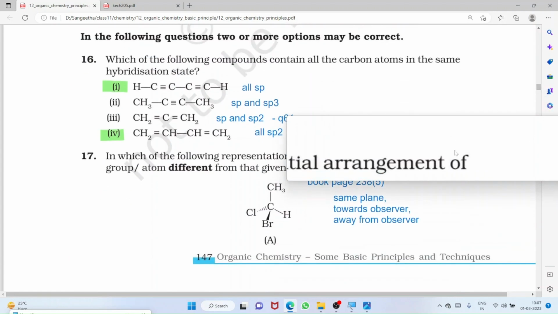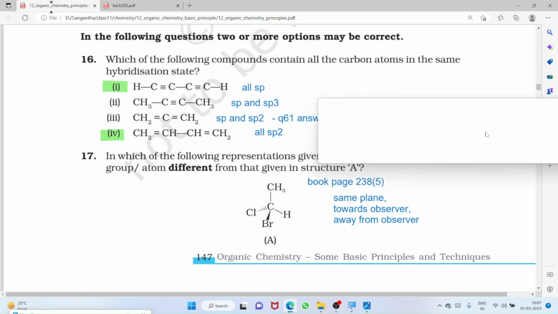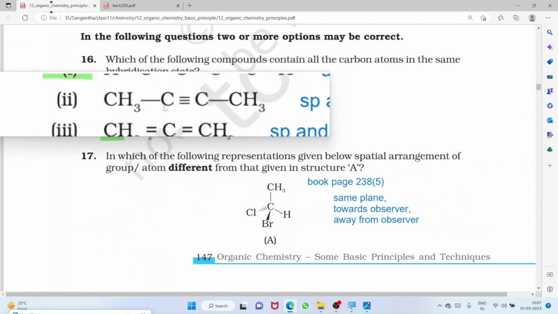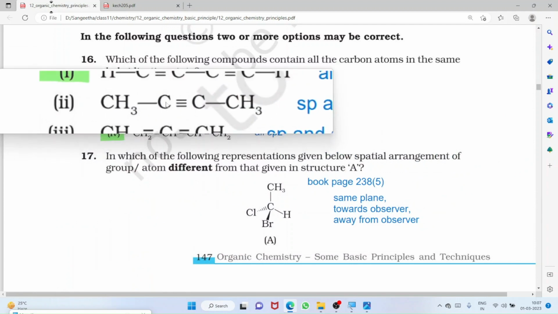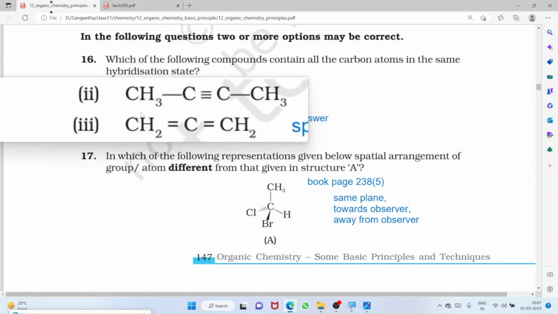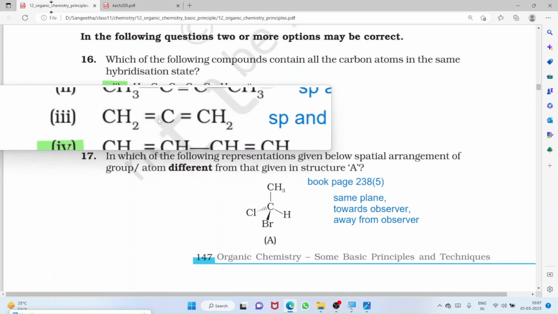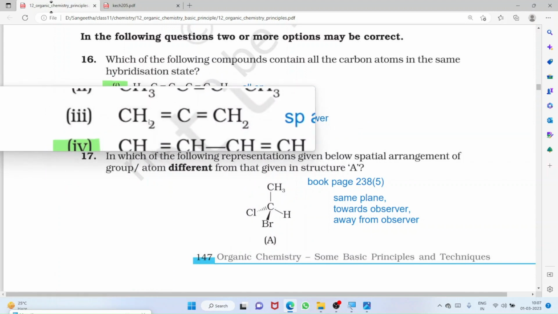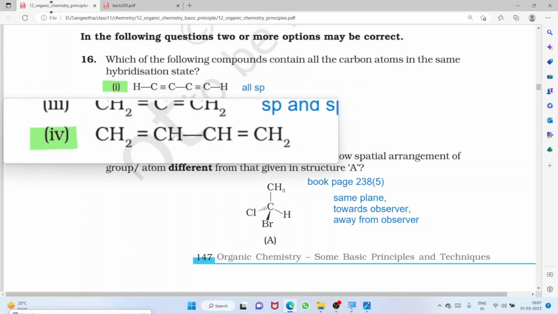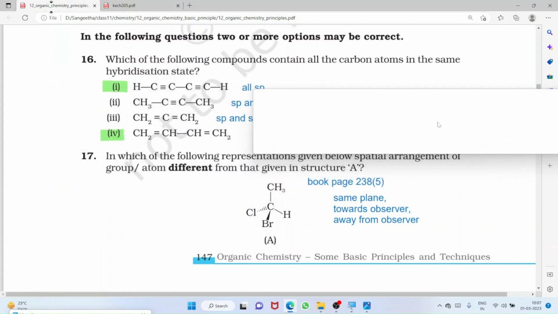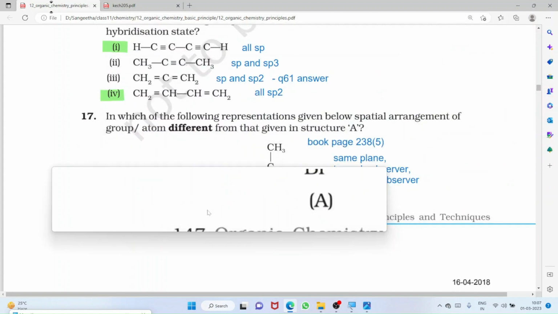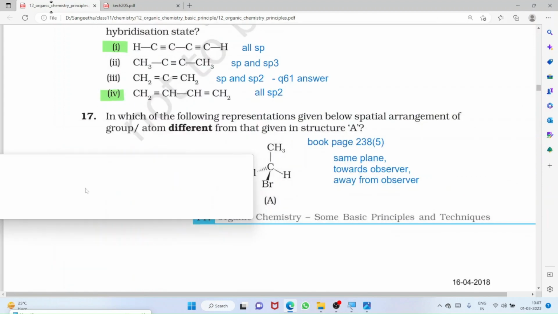Which of the following compounds contain all carbons in the same hybridization state? Here all are sp, triple bond. So here we have sp and this is sp3. They are different ones. Here two double bonds are there, so this is sp and this is all sp2. They are asking for the same hybridization state. These two, all sp and all sp2, are the correct answer.